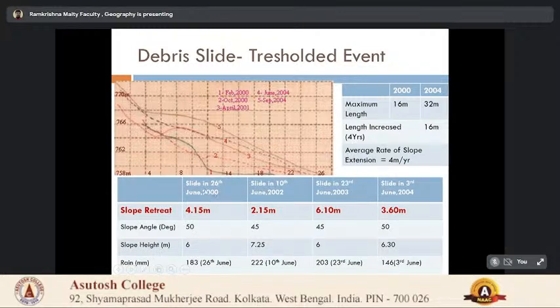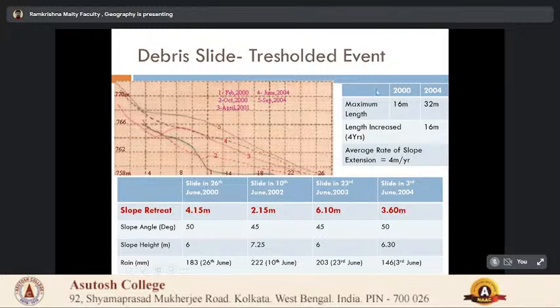In the year 2000, on 26th June, there was a landslide, and on this landslide, slope retreat was 4.15 meter. In the year 2000, on 10th June, 2.15 meter. In the year 2003, 23rd June, it was 6.10 meter. And it was 3.60 meter on 2004, 3rd June. That means these are the episodic events. This landslide event is an event of a moment. It occurs in a moment.